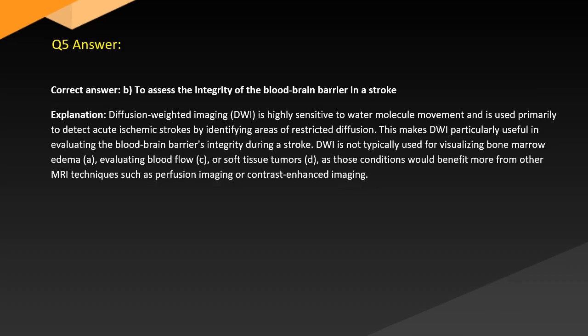Answer. Correct answer. B. To assess the integrity of the blood-brain barrier in a stroke. Explanation. Diffusion-weighted imaging (DWI) is highly sensitive to water molecule movement and is used primarily to detect acute ischemic strokes by identifying areas of restricted diffusion. This makes DWI particularly useful in evaluating the blood-brain barrier's integrity during a stroke.